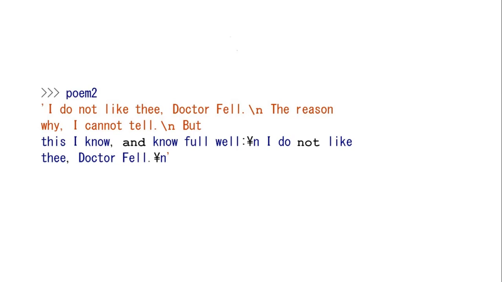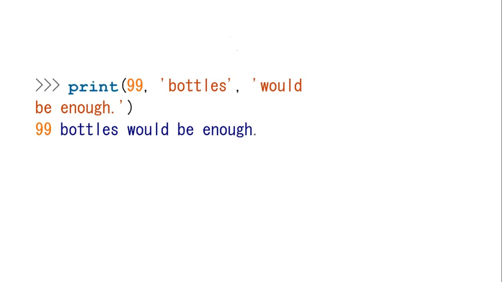Print skips the quotes from a string and prints their content. It's meant for human output. It's helpful to add a space between each of these things it prints, and a new line at the end. If you do not want the space or new line, you will see how to avoid them shortly.